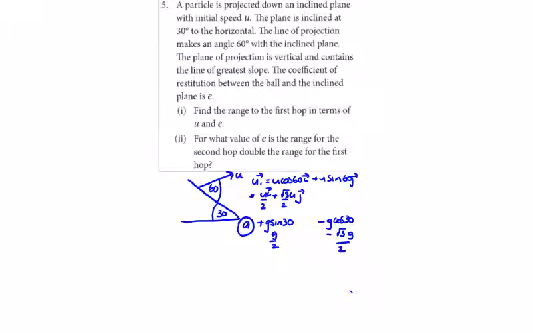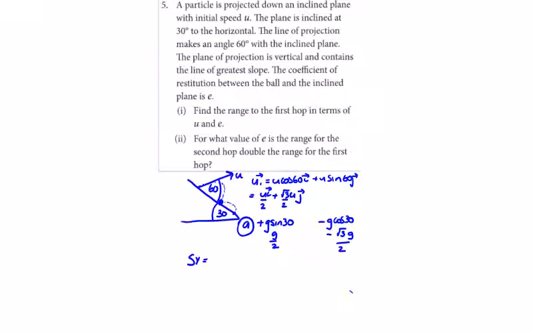I want the range here, the first hop, so I want s of x when s of y is equal to 0. The range to the first hop is going from here to here, so we just want the s of x when s of y is equal to 0. So let's find the time.